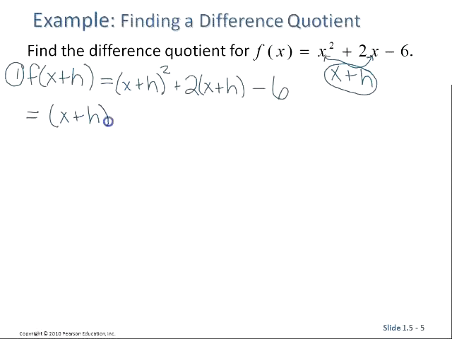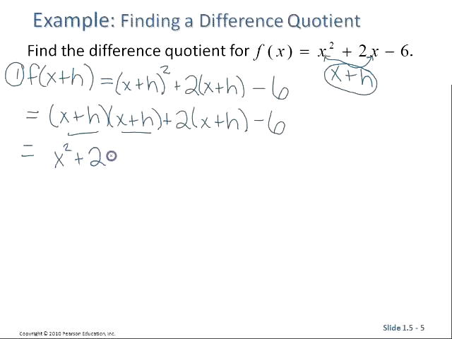X plus h squared, we have to simplify. Remember that means x plus h times x plus h. And let me just write down the rest of my expression here. Then I can either do FOIL on x plus h times x plus h, or you may remember the formula for squaring a binomial. Either way, x plus h squared ends up x squared plus 2xh plus h squared. Then I need to distribute the 2 to get plus 2x plus 2h, and then I still have the minus 6.